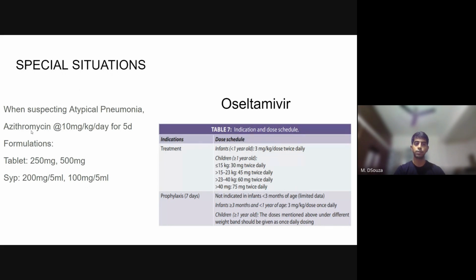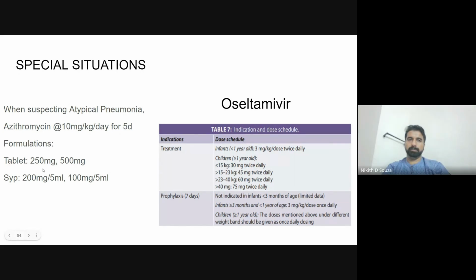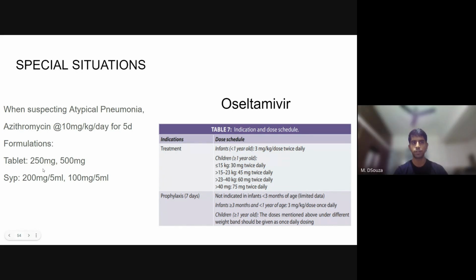But the dose which you would give of azithromycin is 10 mg per kg per day for 5 days. Formulations available are 250 mg and 500 mg tablets, with 200 mg per 5 ml syrup and 100 mg per 5 ml syrup. Okay, so if you were to consider that same 20 kg child, what you would do in this case is give the child 5 ml of azithromycin once daily for 5 days.